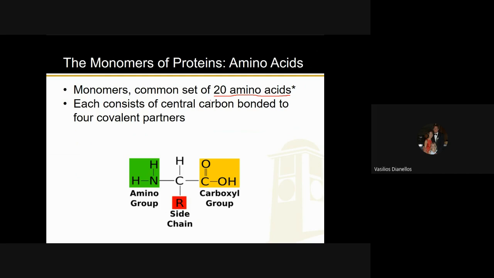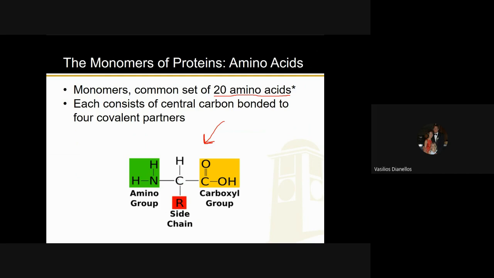So obviously, if there's 20 amino acids, each one of them is going to be different. And they are, but obviously there's also some similarities. And this right here shows the similarities. And you do need to know this. I'm not going to ask you to draw it, but you need to know the parts. So every single one of these 20 amino acids has the central carbon. Remember, carbon bonds 4 times. So if you can remember that, then you can remember there's 4 things that I need to know here.